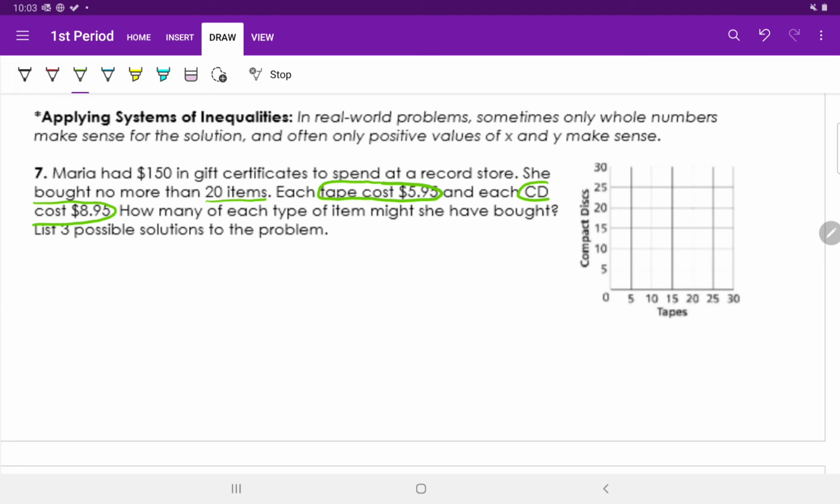So the first thing I'm going to do is actually give my variables names. On our graph here, since tapes are on the x-axis and CDs are on the y-axis, I'm going to call tapes x and CDs y. Based on the information from the problem, we can come up with a couple of inequalities to represent the information. The second sentence says, she bought no more than 20 items. Well, the number of tapes she bought plus the number of CDs she bought can be no more than 20. No more than translates to less than or equal to 20.